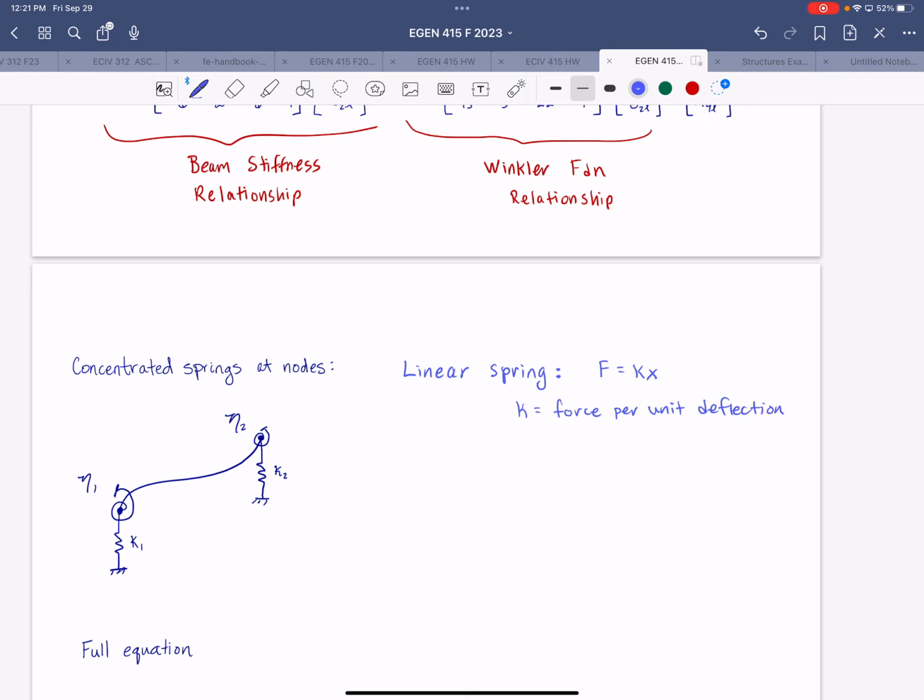Now we're going to introduce the concept of a rotational spring. This may be new, may not be new, depending on what you've seen in other classes. But it's a similar relationship between moment and rotation, where moment is equal to, we use the Greek letter eta, which is like a fancy N with a long tail, times theta. And eta represents the moment per unit rotation.